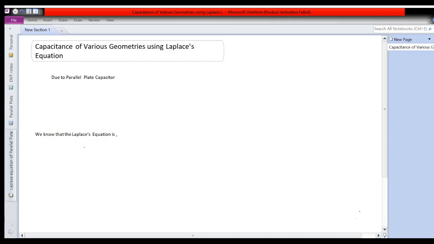Hello students, today you are going to learn capacitance of various geometries using Laplace equation. The first case you are going to consider is the capacitance due to a parallel plate capacitor. I am going to draw a parallel plate capacitor for you. You will have two plates which are separated by a distance d.